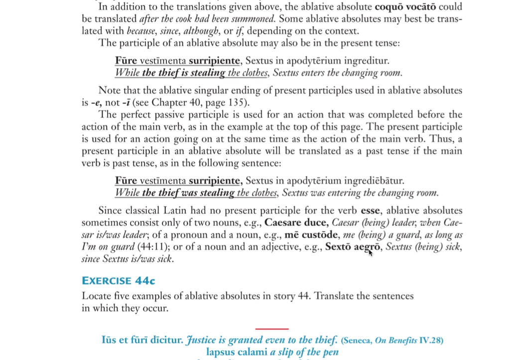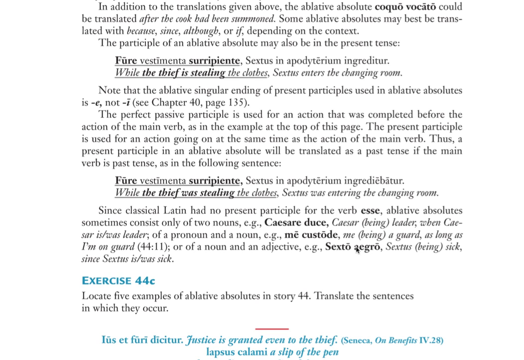Since Sextus is sick. Now, I say since, but again, there's a lot of looseness to what that word will be, that conjunction, that can be a variety of things. Since Sextus is sick, while Sextus was sick, because Sextus is sick. It depends on the circumstances. You sort of supply the best English word to go with it. For the Romans, it's strictly sexto aegro. But for us, we have to consider, how do I translate that?